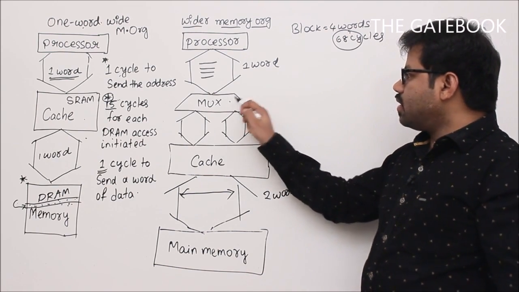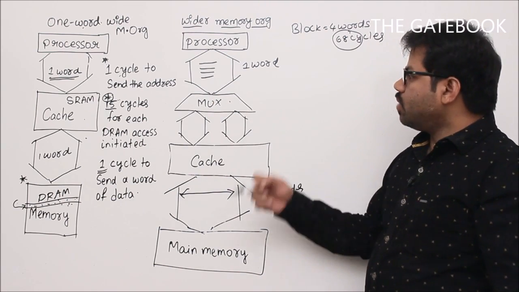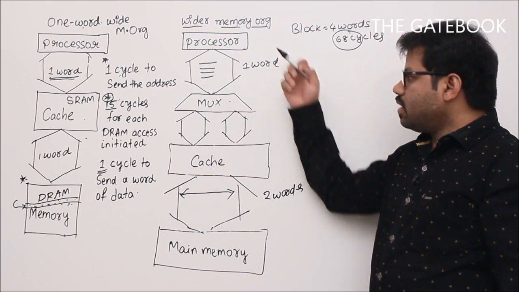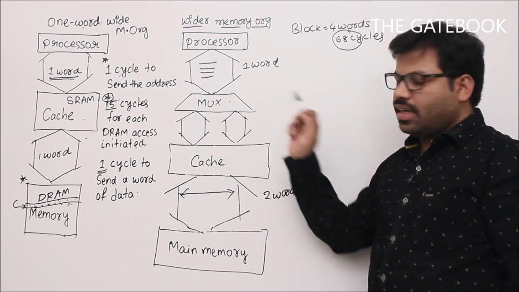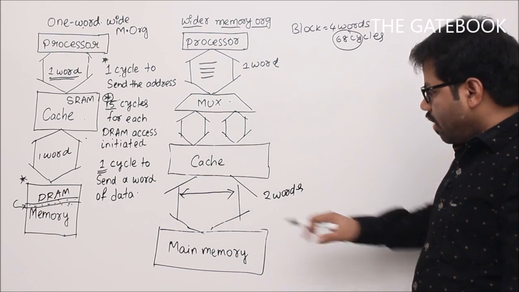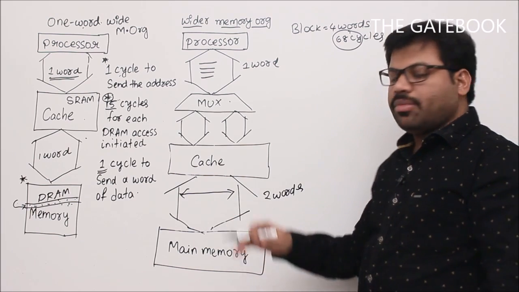Sir, why this multiplexer? I will explain that later. Assume that in this design we require a multiplexer. Let me discuss that later, because our target is here. Now how much time will it take?